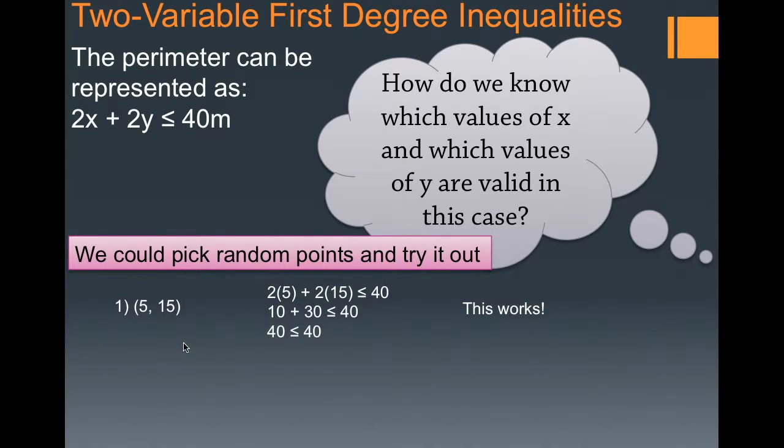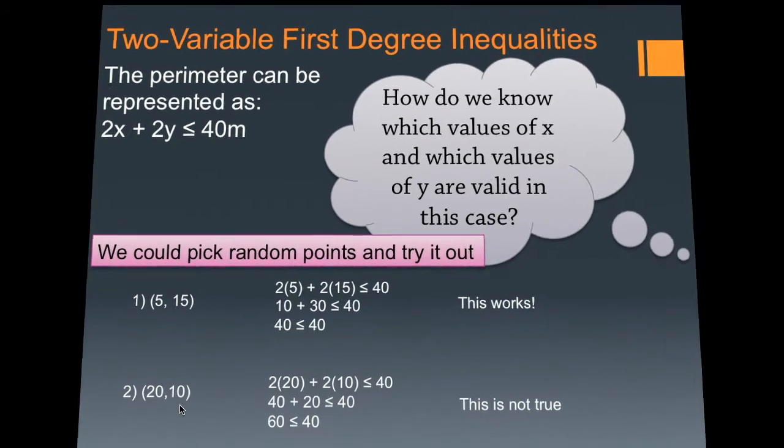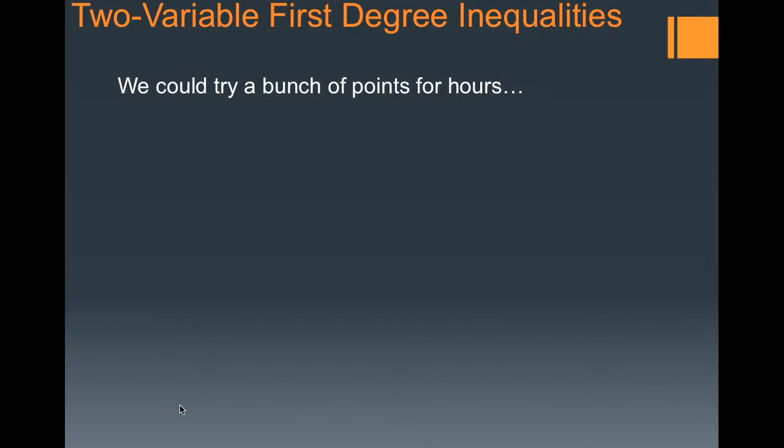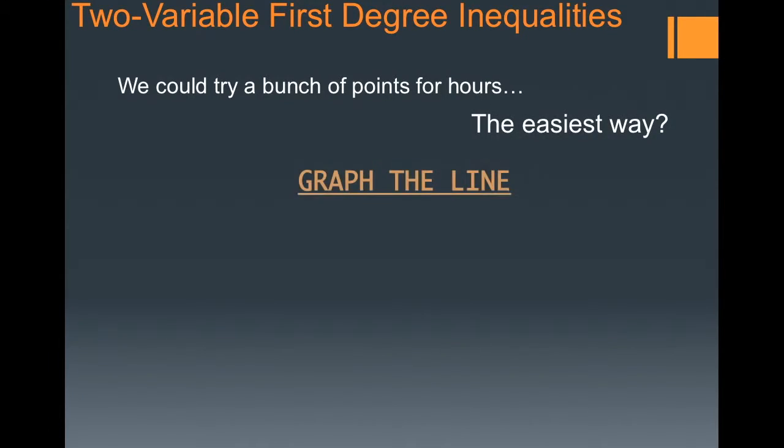But that's just one point. We need to find several points. We need to know all the points. If we try another one, say 20, 10, and we plug it into our original inequality here, we get 60 is less than or equal to 40. Does that make sense? No, because 60 is actually greater than 40. So we know that the point 20, 10 doesn't work. So our width cannot be 20 with our length as 10. Now we could do this for hours and pick a bunch of points. So there definitely has to be an easier way.